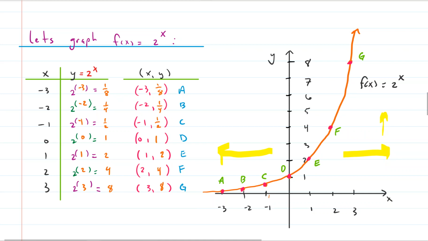Now you can have them twist around the x-axis here. So you could have them twist this way and have them go up to the left and down to the right. Or you could flip them over the x-axis and have them come up. But they generally have this fast-growing and asymptotic shape.